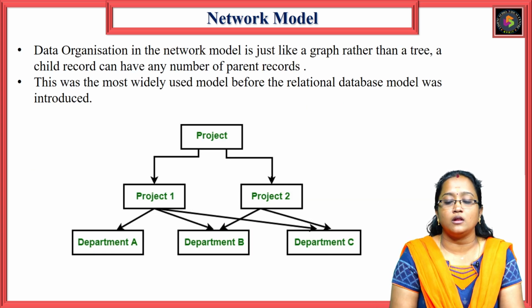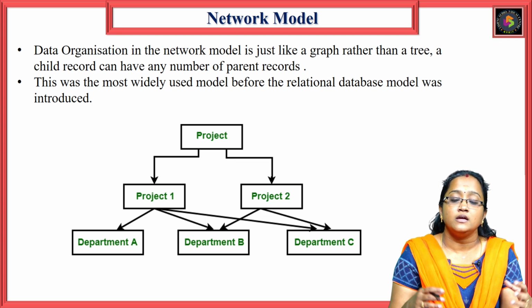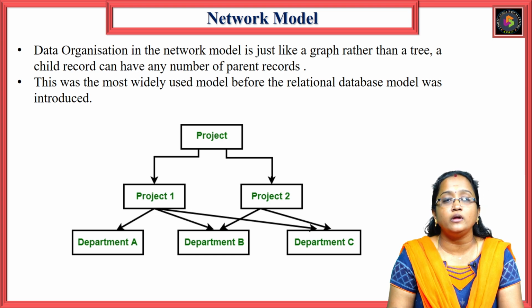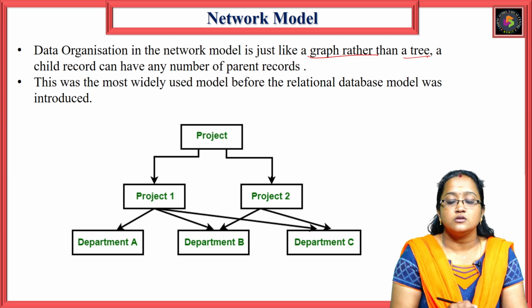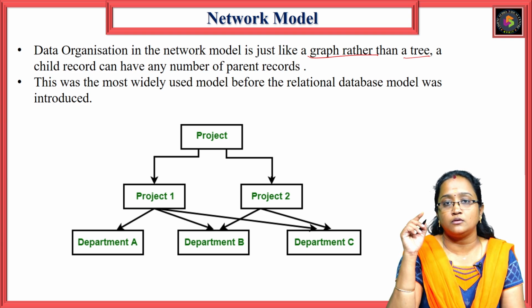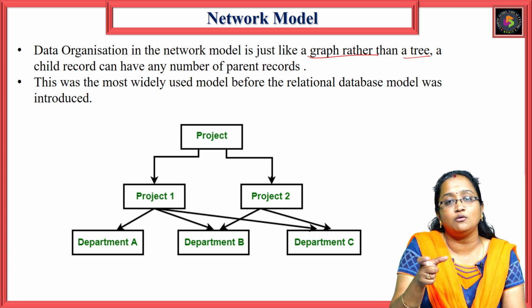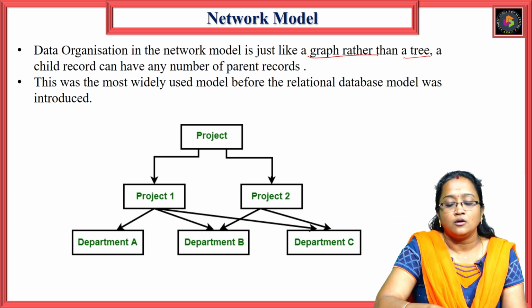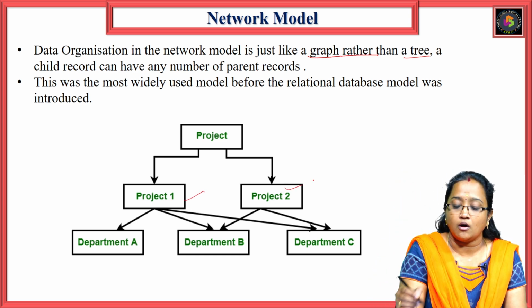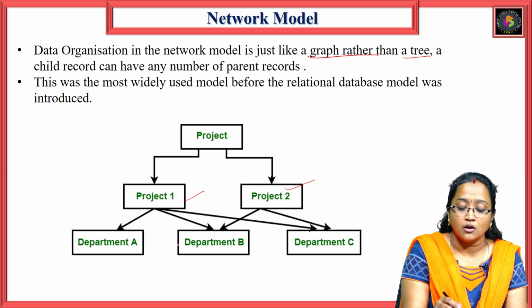Next one is the network model. By the name itself, network means the data is interrelated to each other. Instead of following the tree structure, we follow a graph rather than a tree. Previously, we had one root, the root had child nodes, and each child node had another child, following a specific order. But here, one, two, or three children can exist, and a child can have more than one parent. These three children will have one parent.